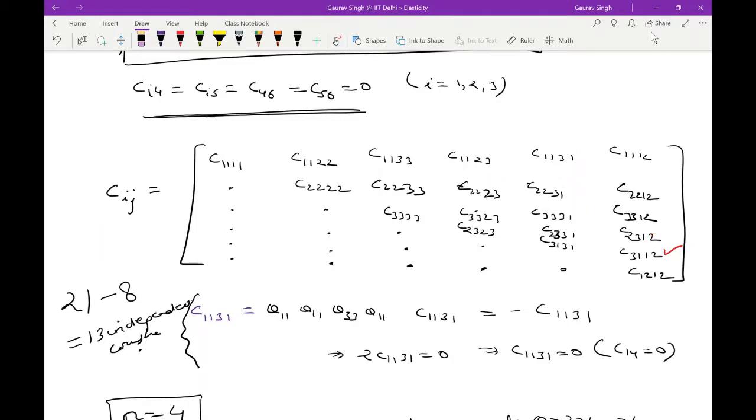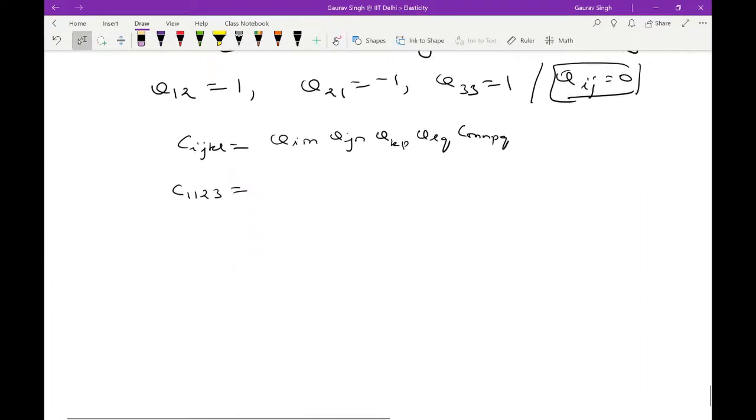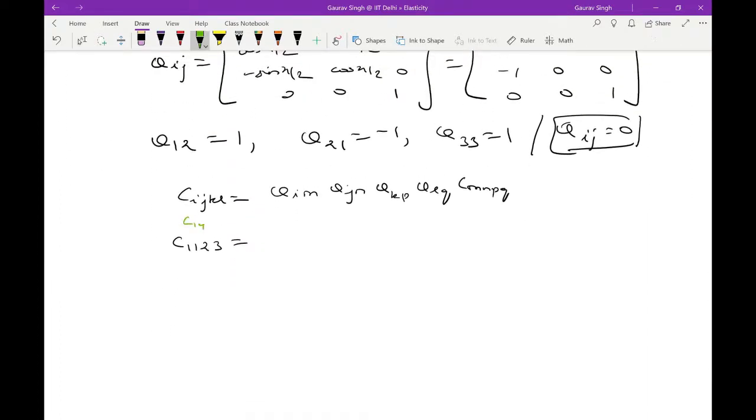Okay, so I just... C1123 is this one, which is C14. Okay, so this is C14, and this should be, according to this transformation law, equal to what?